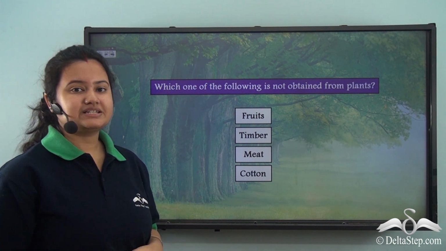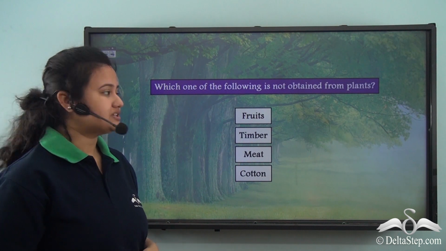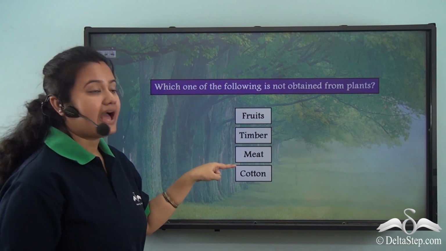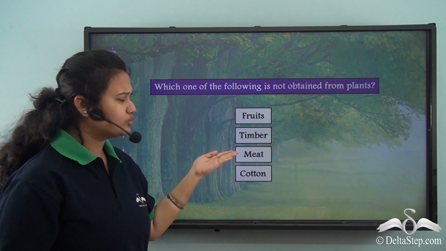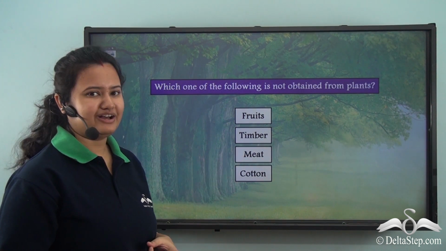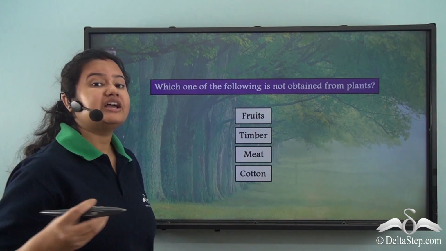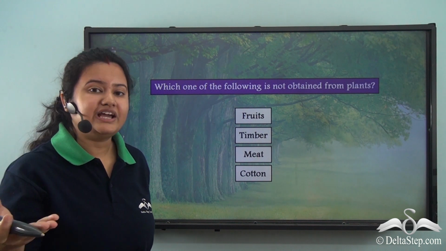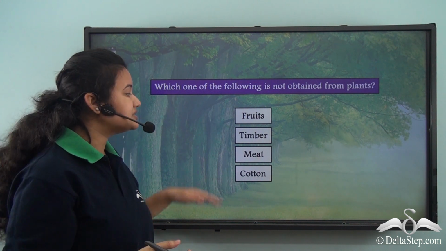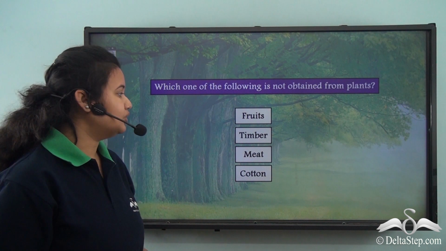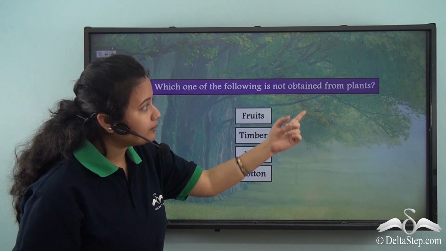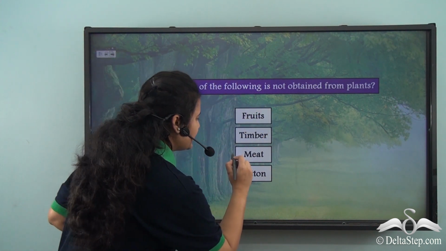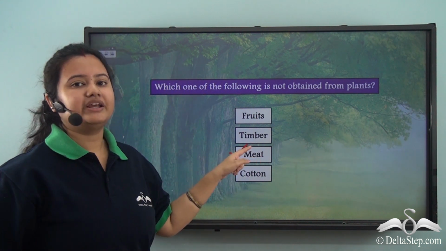Well, we just discussed that plants provide us with fruits, timber and cotton. But can we obtain meat from plants? Of course not. Meat is obtained from the flesh of animals and it is not obtained from plants. So, the item that is not obtained from plants is meat. So, meat will be the correct option.